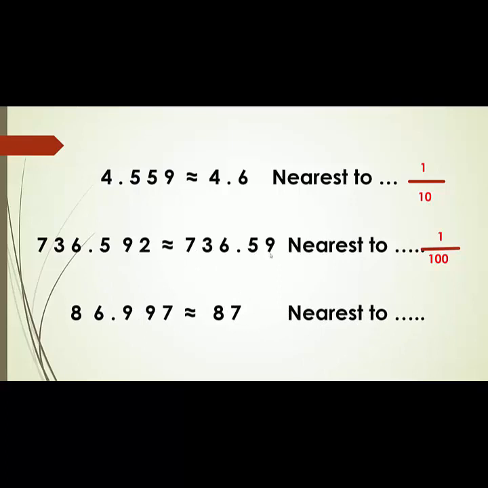Another exercise. 86.997, thousandths. It's approximated, teacher, to 87. Nearest to what, teacher? I said look at the first digit from the right. Here number 7. What is the place value of number 7? Yes, units. Then I approximate this number to the nearest unit.